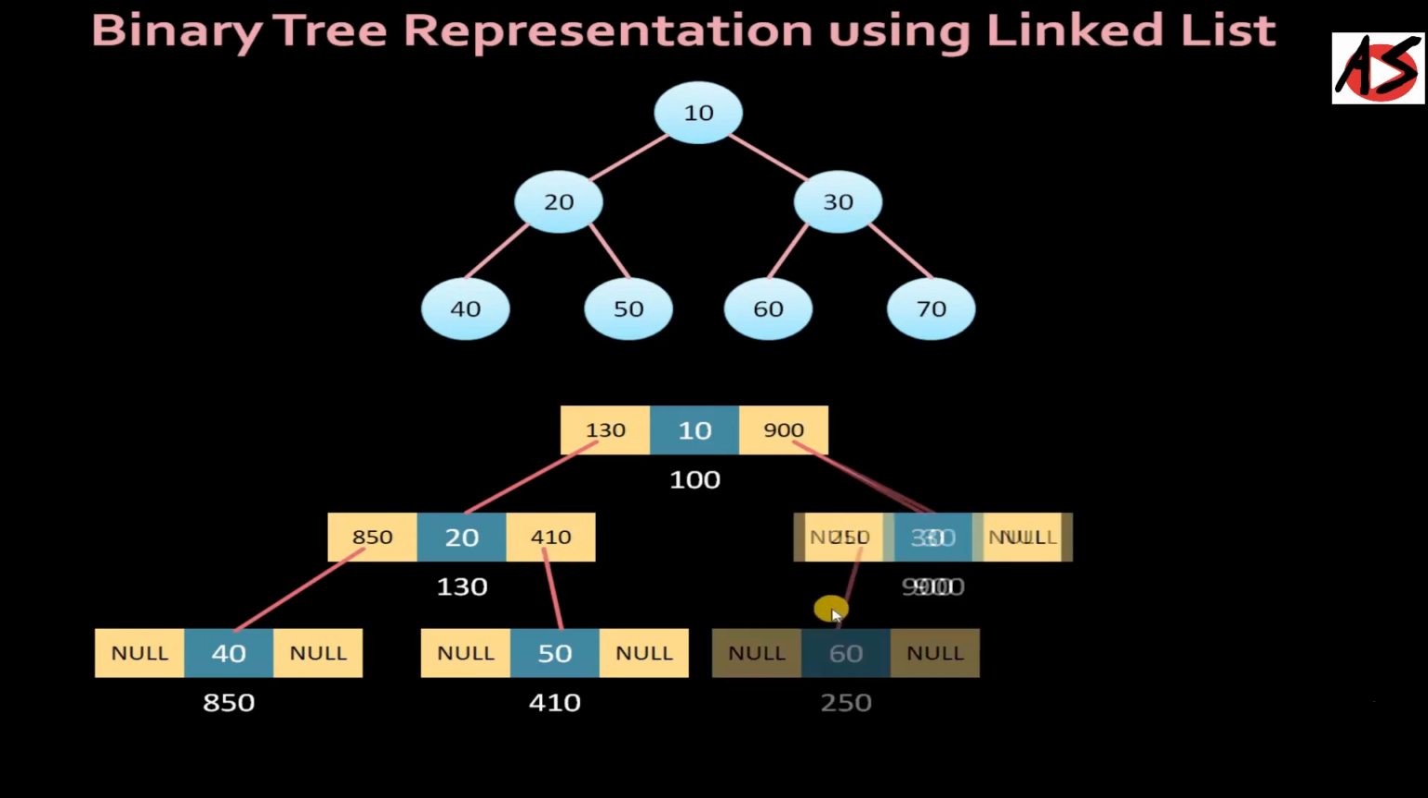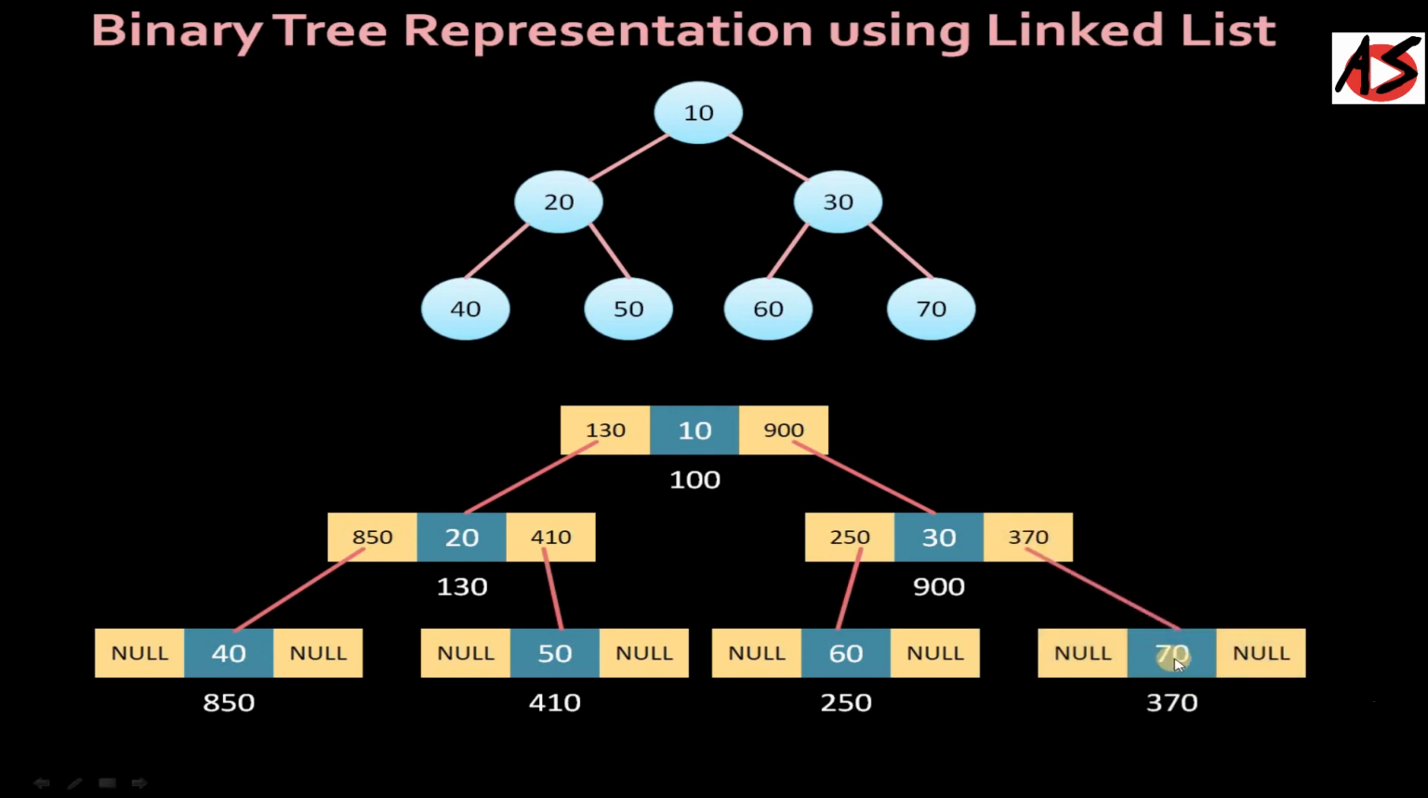Moving further to the next node, that is 60, which has address 250. Left and right both you take as null, and update the left pointer of its parent as 250. Moving ahead, the last node, that is 70, you take left and right pointers null, and since the address of this node is 370, you take its parent node's right pointer as 370.